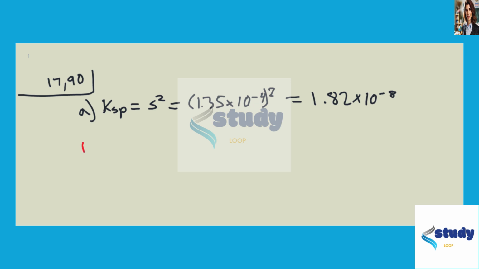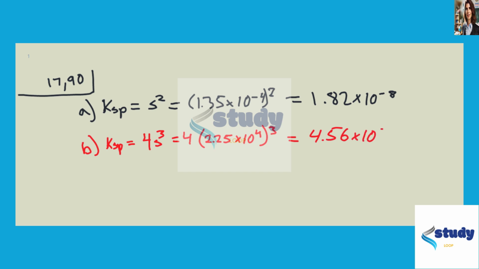So if we go ahead and do it for part B, we have a formula for AX2. And so if we have this, we know that the term for KSP will be equal to 4s cubed. And we can plug in our molar solubility, which is 2.25 times 10 to the minus 4 cubed. And when we solve this term, we get 4.56 times 10 to the minus 11.